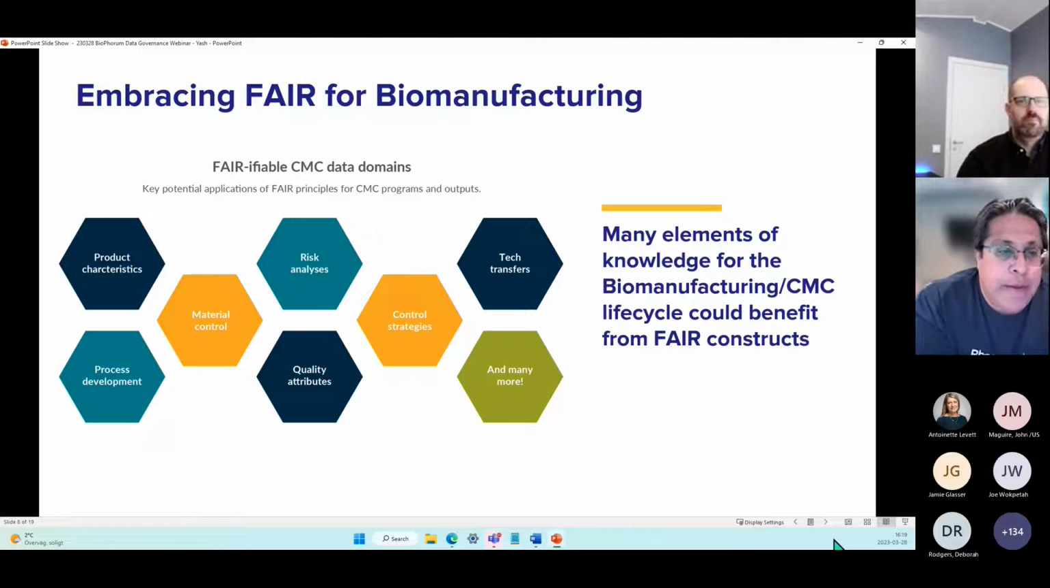So let's talk about embracing FAIR for biomanufacturing, right? There are a number of data domains within the CMC space, or the chemistry, manufacturing, and control space, which lend themselves really well to the application of FAIR, whether you're talking about product characteristics or process development, your quality attributes, control strategies, material control, moving into tech transfer and so forth. These all require rich data sets. They require historical data sets, so you can trace not only to other relevant pieces of information and metadata, but also being able to trace over time. And so, this is intended to show that many elements of knowledge for the biomanufacturing and CMC lifecycle could benefit from FAIR constructs, with the objective of driving better data governance.